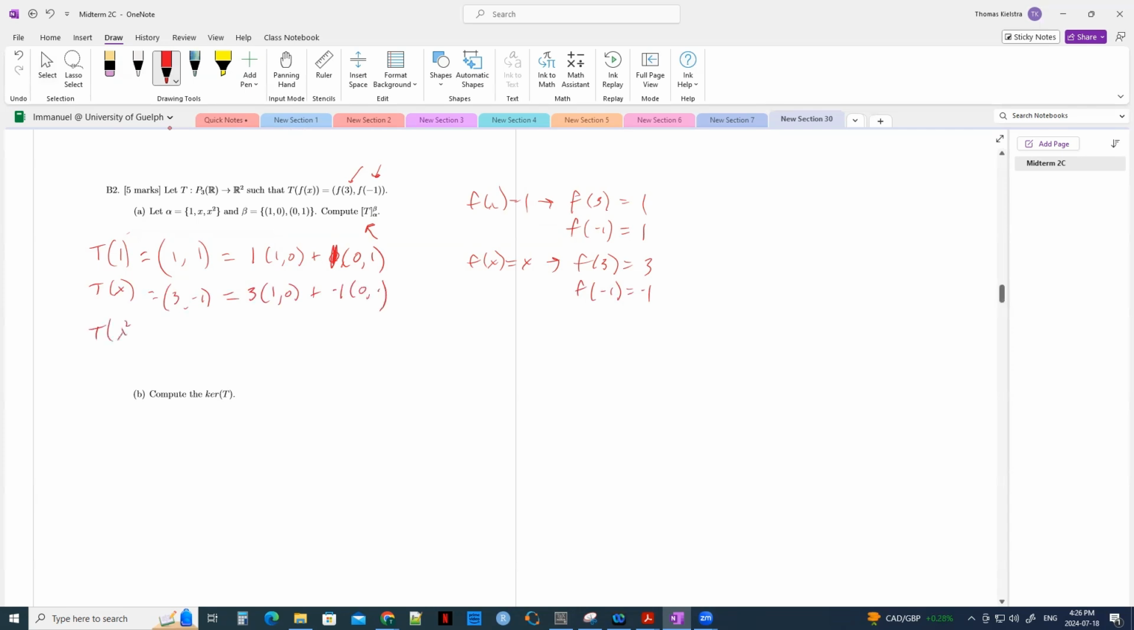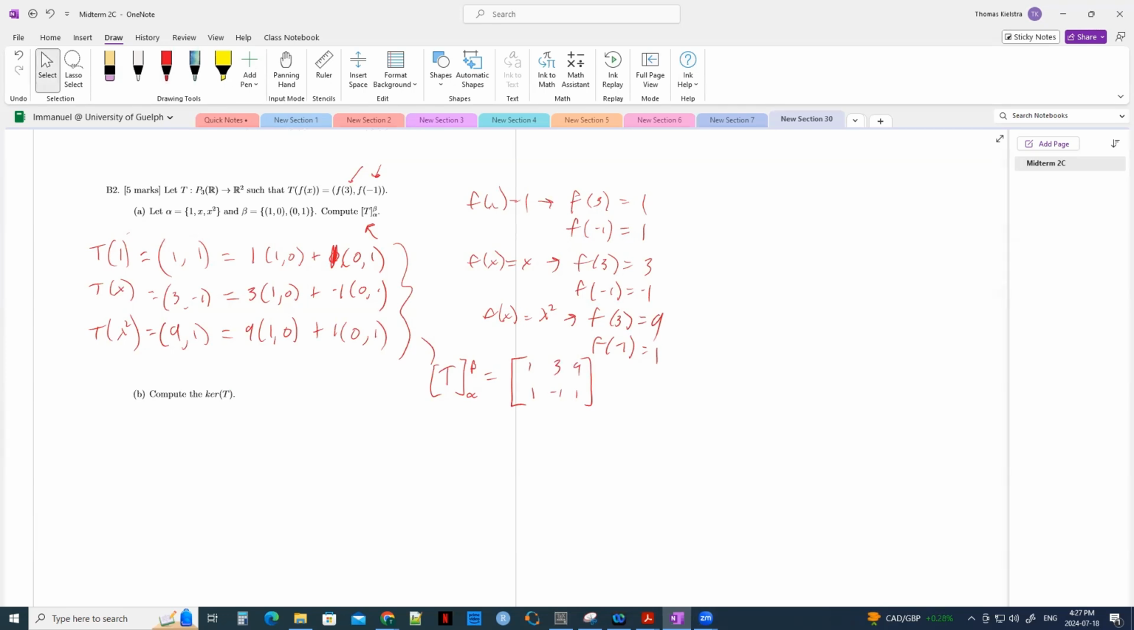What about T of x squared? Well, if f of x equals x squared, then f of 3 equals 9, and f of -1 equals 1. So this is going to equal (9, 1), which equals 9 times (1, 0) plus 1 times (0, 1). Taking these together gives us that T of alpha beta equals the matrix with columns (1, 1), (3, -1), and (9, 1). So that is our matrix.